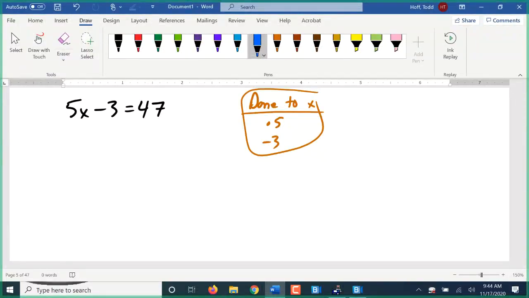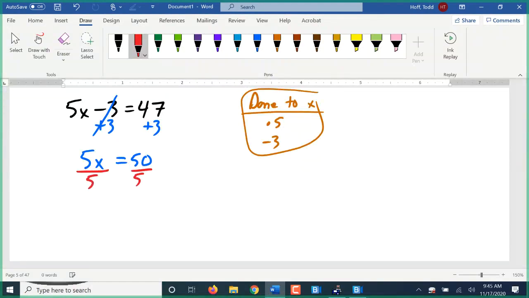So to take this apart, the first thing we have to do is remove the subtracting 3. We will remove that by adding 3. So on the left side, we've canceled out the minus 3, leaving us with just 5x equals. On the right side, 47 plus 3 is 50. Now, x is multiplied by 5, so we have to get rid of it. The opposite of multiplying by 5 is dividing by 5.